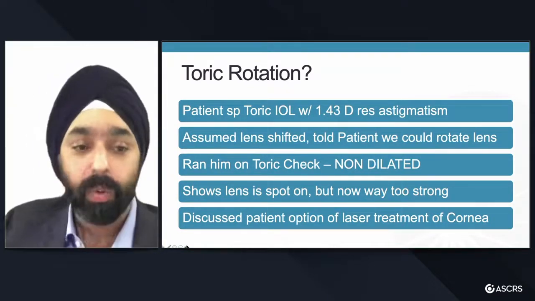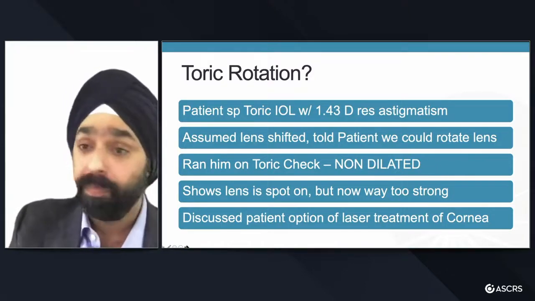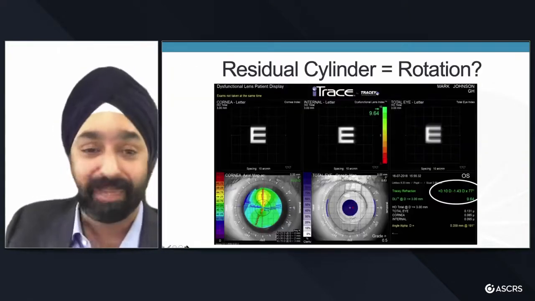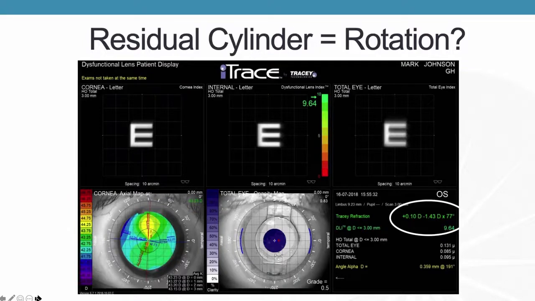What do I do then? Well, here's a patient with a toric lens on, and the patient was upset with me, to be honest with you. He wasn't very happy. Well, we did this iTrace here, and it shows this patient had residual astigmatism. You look at the cornea, it looks good. The quality of the lens was great, DLI 9.6. I'm like, hey, what the heck is going on?